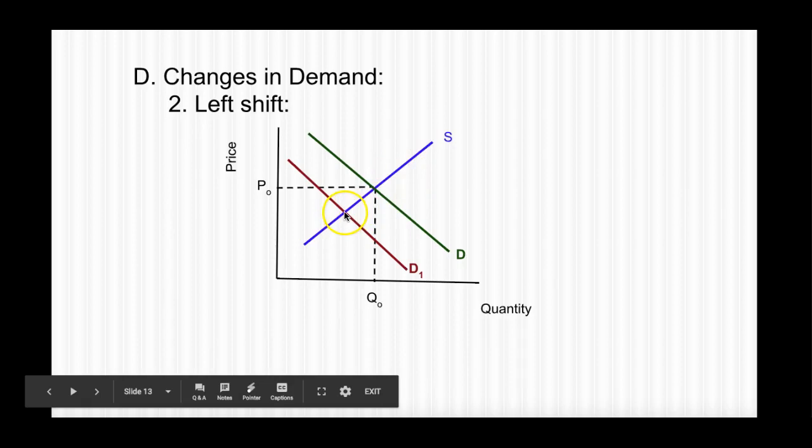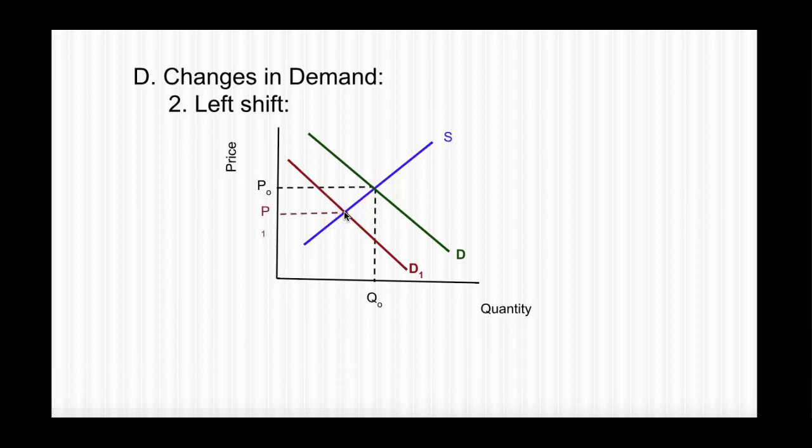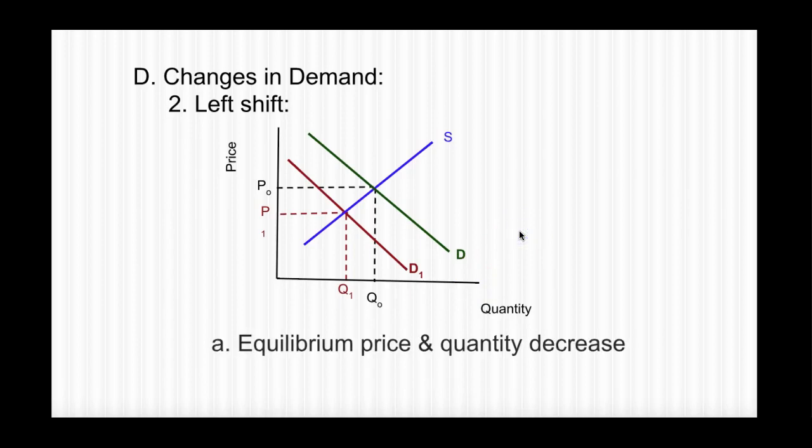So here's my new price. Notice I label it P1. And here's my new quantity, Q1. So what happened to my price going from P0 to P1? Price went down. What happened to my quantity going from Q0 to Q1? Quantity went down. Anytime there is a left shift in demand, the equilibrium price and quantity both decrease.